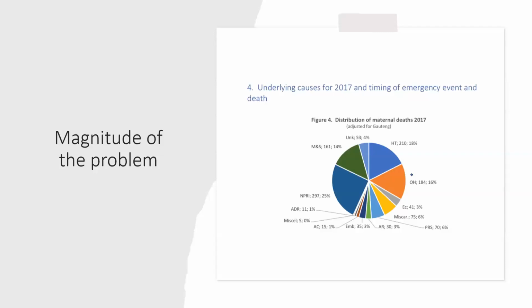So we'll just look at the magnitude of the problem. This is a report from the Saving Mothers, Saving Babies 2017. As you can see, obstetric hemorrhage accounts for about 16% of all the maternal deaths in South Africa. It is number 2 behind hypertensive disorders of pregnancy as a direct cause of maternal death, and it is number 3 overall maternal death cause in South Africa.